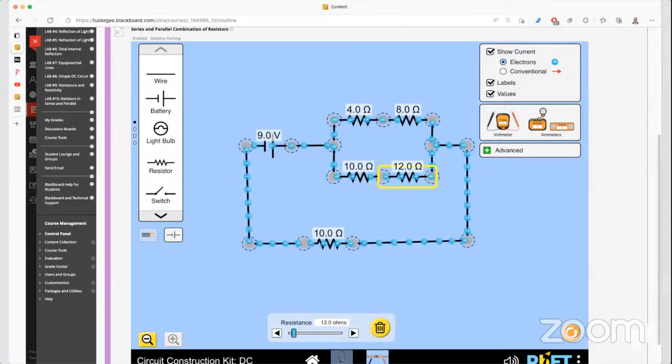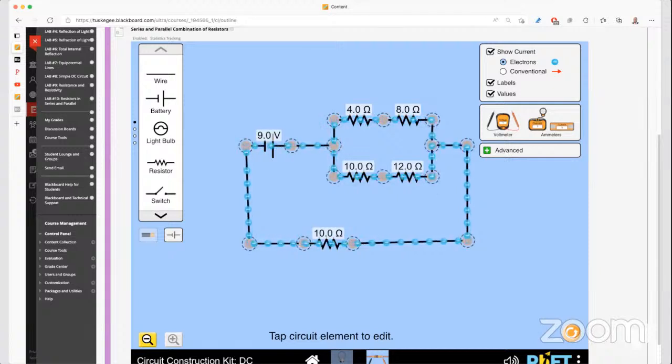So the 4 and 8 are parallel to the 10 and 12, which are in series with the 9-volt battery and in series with the 10 ohms. So you have a mixture of series and parallel in the same circuit. 4 and 8 are in series, 10 and 12 are also in series, but the group of 4 and 8 and the group of 10 and 12 are parallel to each other.